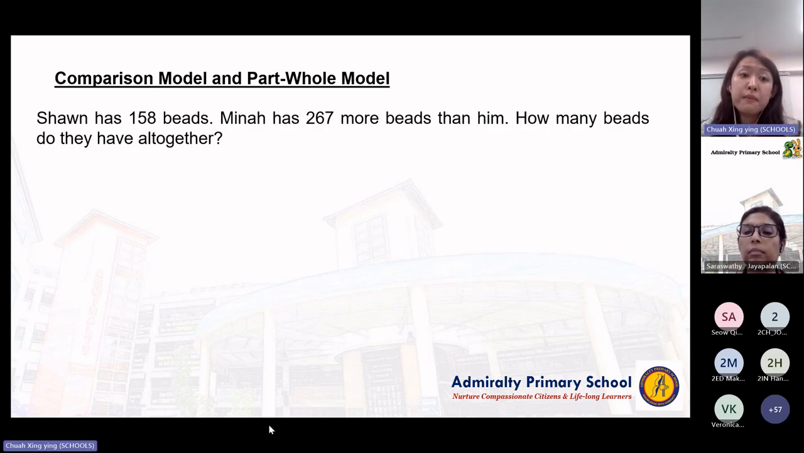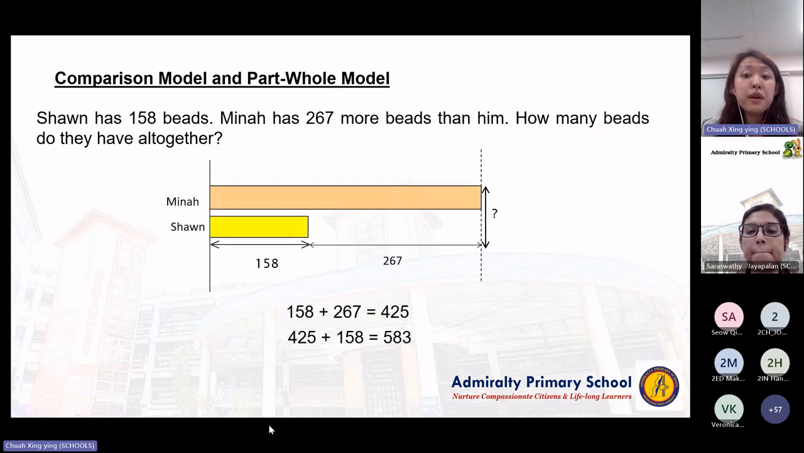Then we move on to comparison and part-whole model combined. Sean has 158 beads. Mina has 267 more beads than him. How many beads do they have all together? We still have two parts, Mina and Sean. Sean has 158 beads. Mina's bar is longer as she has 267 more beads. We label the difference 267. We want to find the whole or all together.